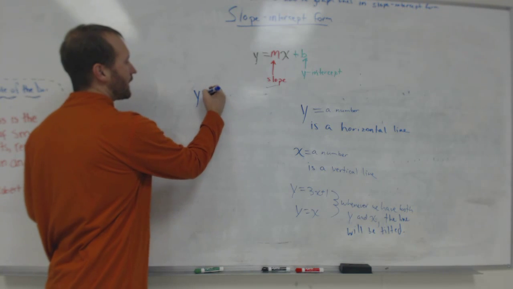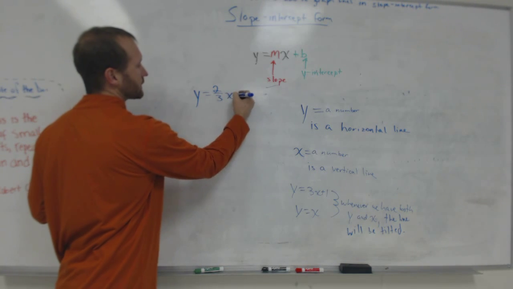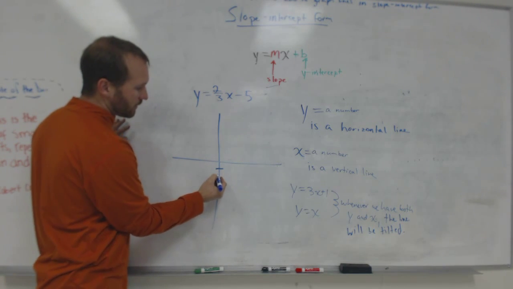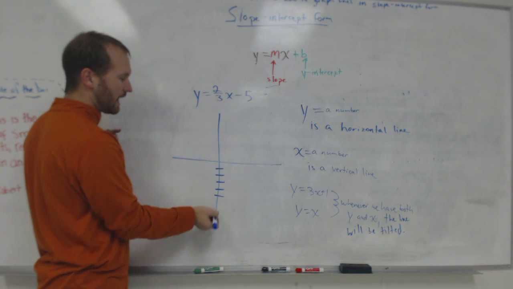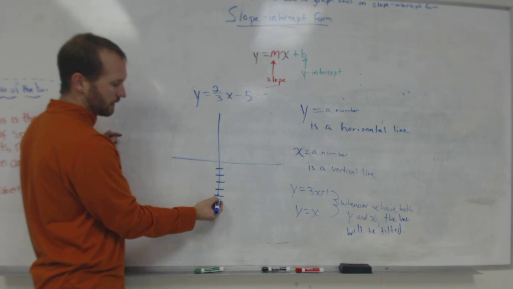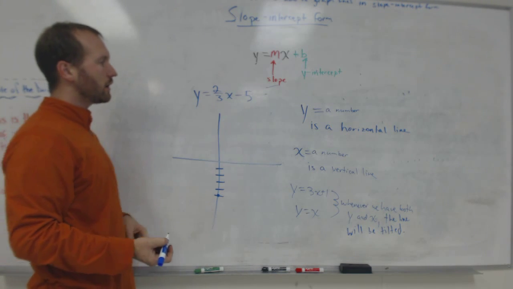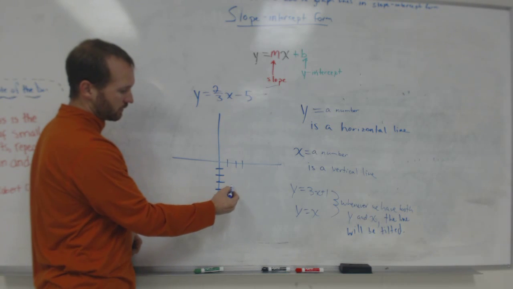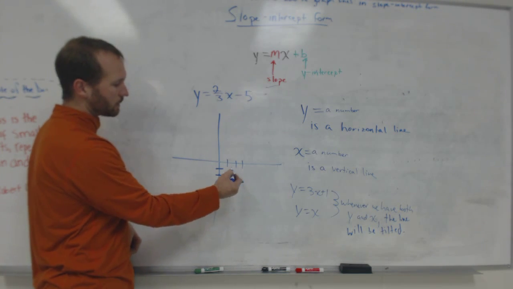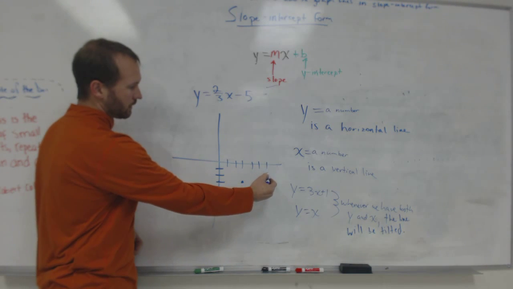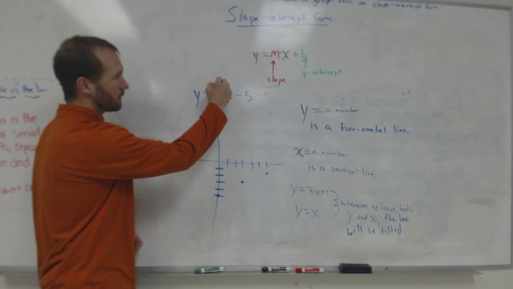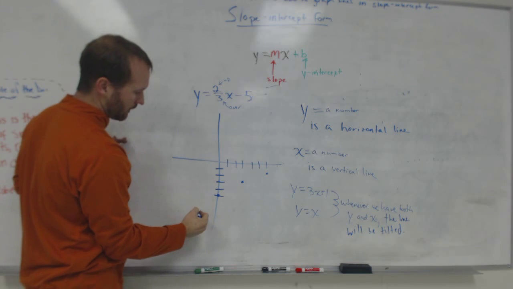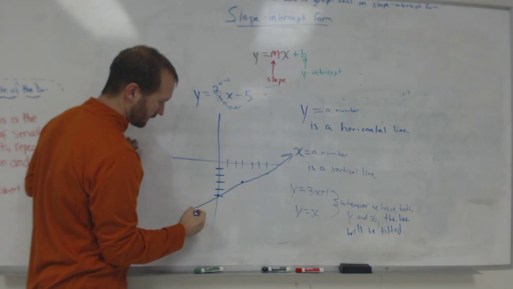Let's graph one more. Y equals 2/3 x minus 5. Where do I start? -5. Start at -5 on which axis? Going down. Then from -5, where do I go? Up 2 and across 3. Good. And then I go up 2, over 3. And then I make my line perfectly straight.